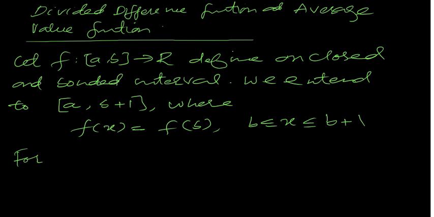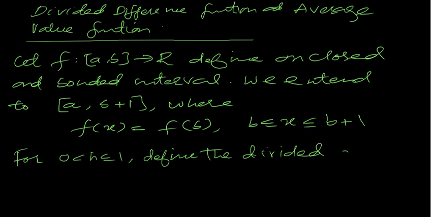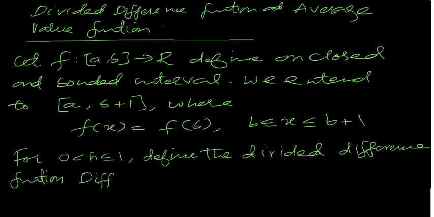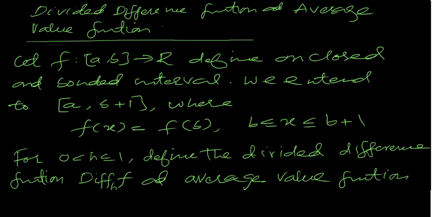For 0 less than h less than or equal to 1, where h is a positive number but less than or equal to 1, we define the divided difference function, which we denote by diff subscript h of f. And we define the average value function, denoted by av subscript h of f.